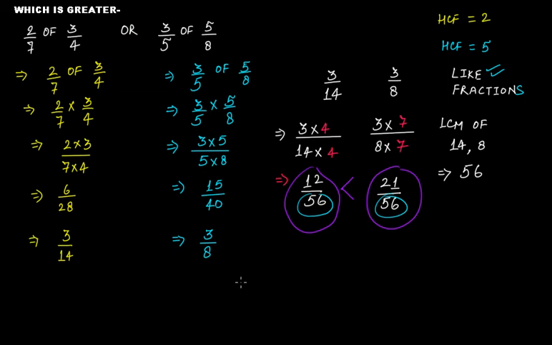What does that mean? 21 by 56 we got from here, right? Remember, this 3 by 8 has been converted into 21 by 56. So 21 by 56 is what exactly? It's an equivalent fraction of 3 by 8, and 3 by 8 is coming from here. Therefore, this one is greater than this one.